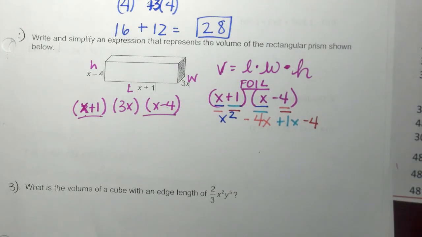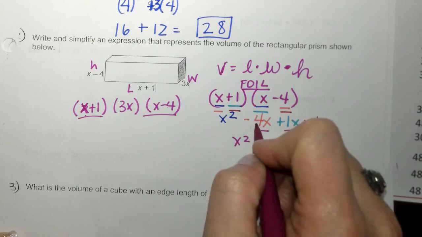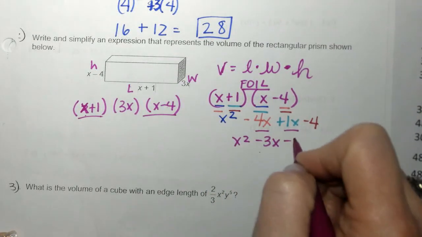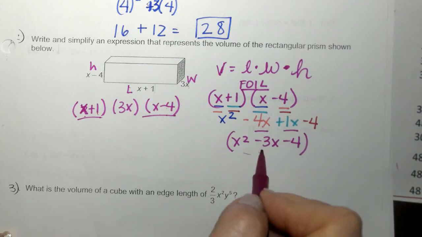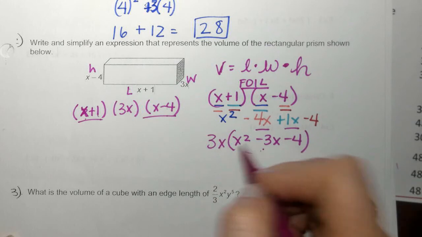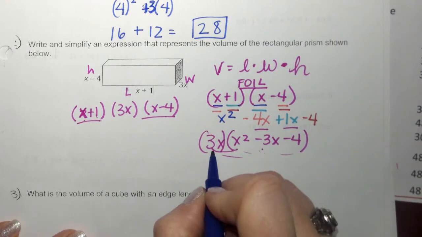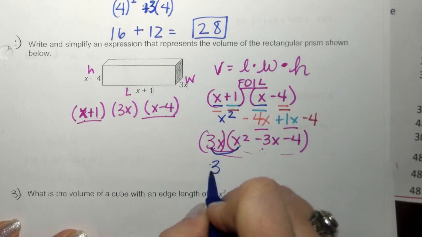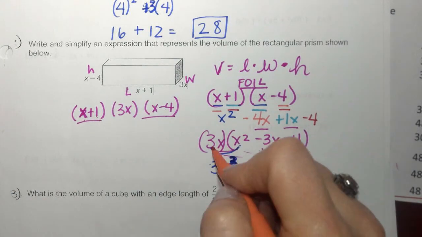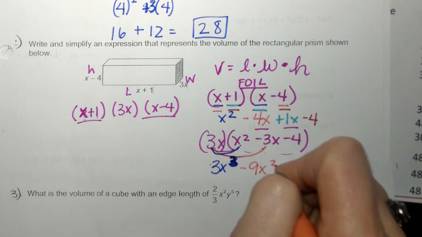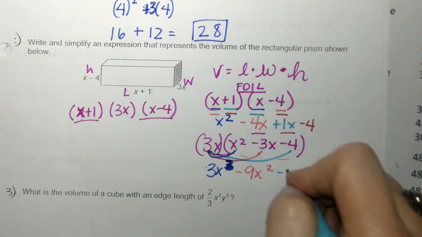Okay? So when we go to write the answer for this part, we need to make sure we first combine these. It's x squared. A negative 4 and a positive 1 makes a negative 3x, and then minus 4. Okay, so that's the answer to this part. So all we need to do now is multiply this times the 3x. So we just need to distribute the 3x into this problem. Let's do that. 3x times x squared is 3x to the third. 3x times negative 3x is a negative 9x squared. And 3x times negative 4 is a negative 12x.